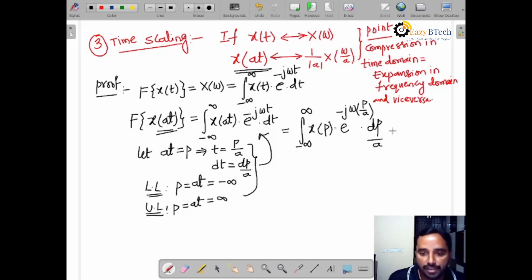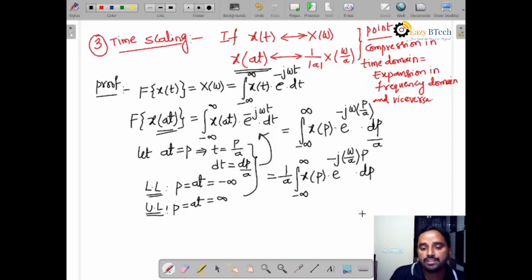So this 1 by a we can write outside the integral, so 1 by a, and the integral from minus infinity to plus infinity, x of p e to the power minus j omega by a. Here p by a, I am writing omega by a, both are same, p dp, right? This is the integral we have, after at equal to p.